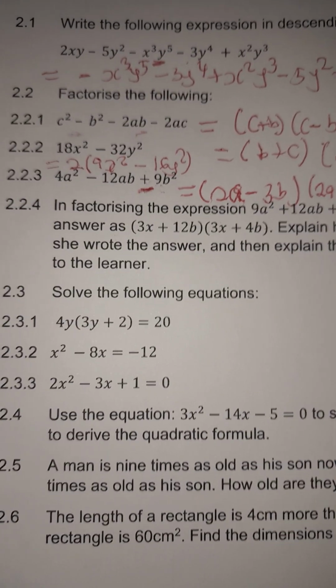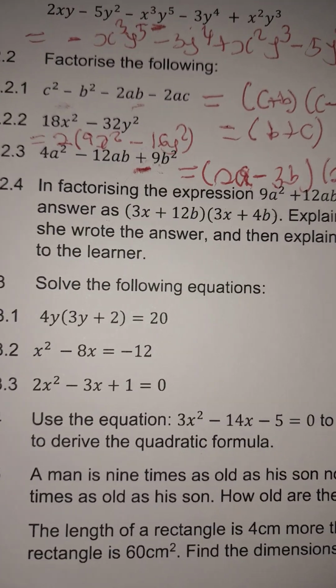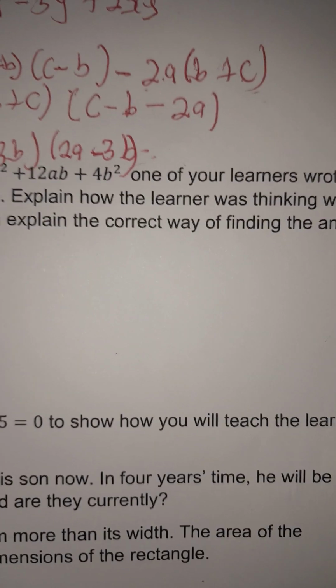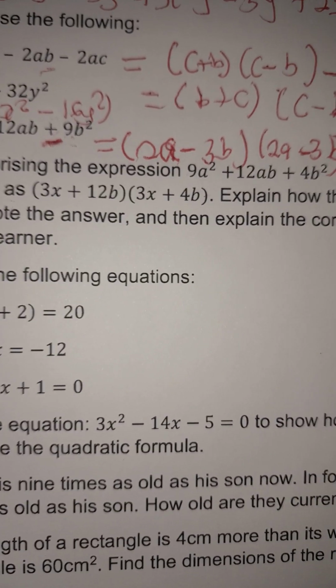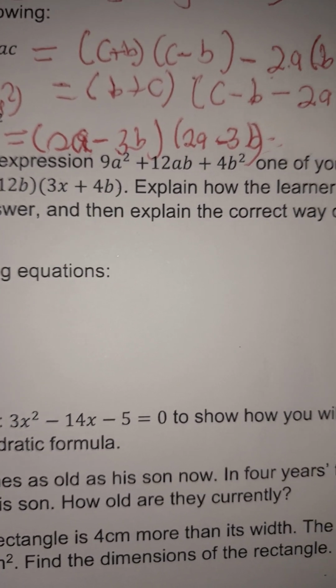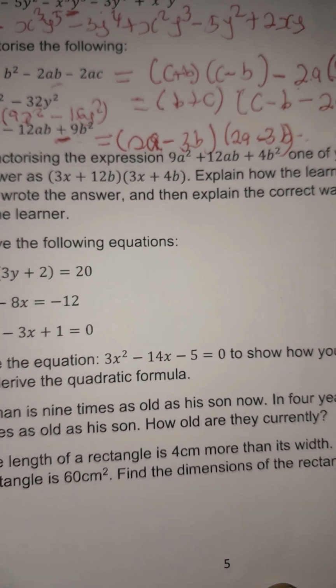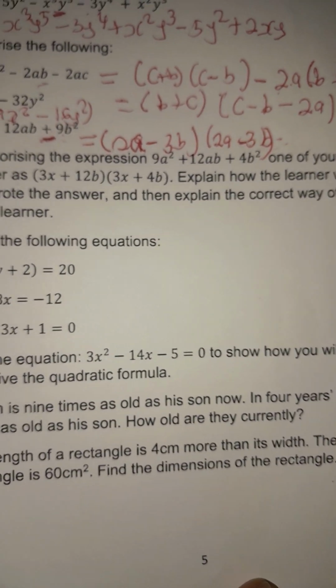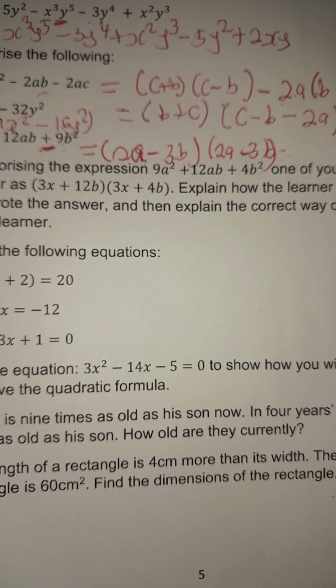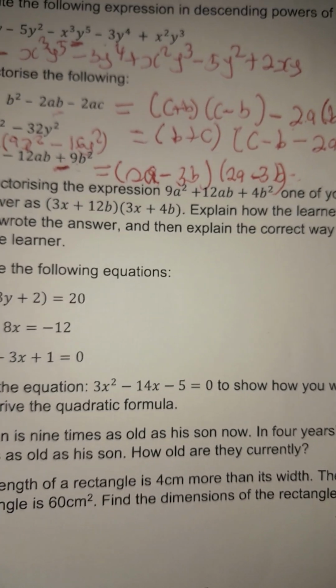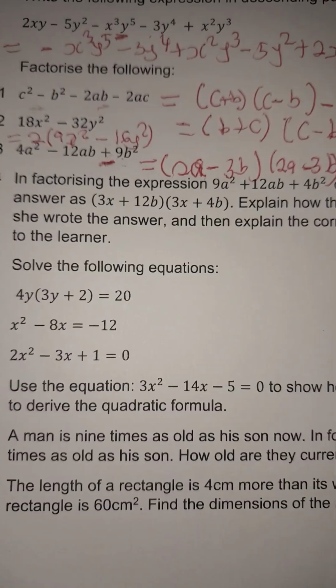Now we are going to 2.2.4. In factorizing the expression 9a squared plus 12ab plus 4b squared, one of your learners wrote the answer as, which is incorrect, 3x plus 2b and 3x plus 4b. Explain how the learner was thinking when she wrote the answer, and then explain the correct way of finding the answer. What could the learner have been thinking here? Yeah, we will find out by factorizing this trinomial. Let's put it into practice.